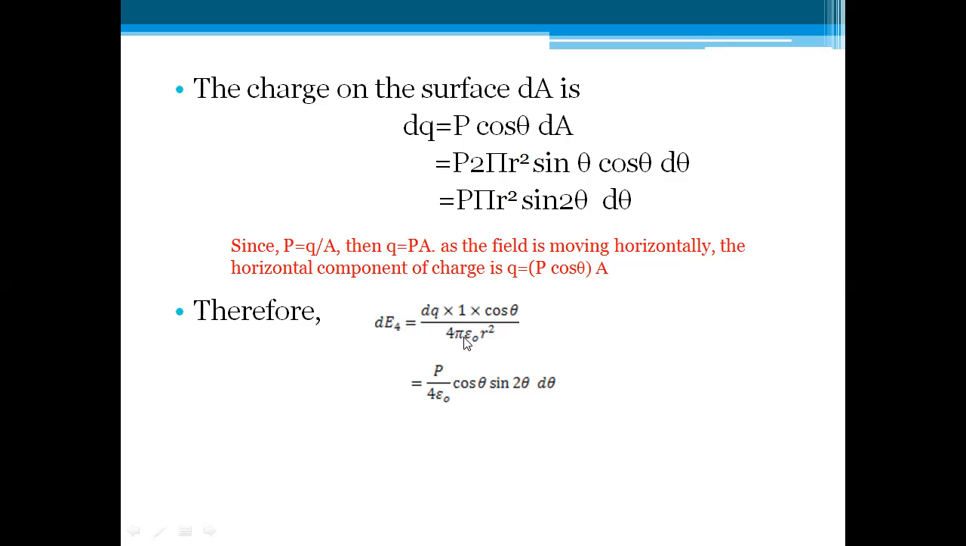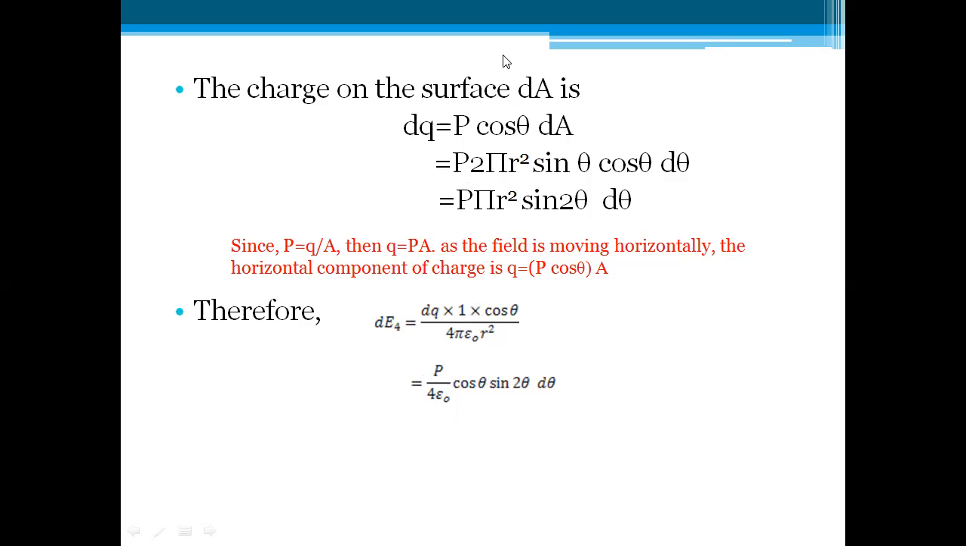epsilon naught a. Substituting the same formula, you'll get dq into 1 into cos theta by 4 pi epsilon naught r square. Here also we are just taking the horizontal component of the charge, p by 4 pi epsilon naught cos theta sine 2 theta d theta.